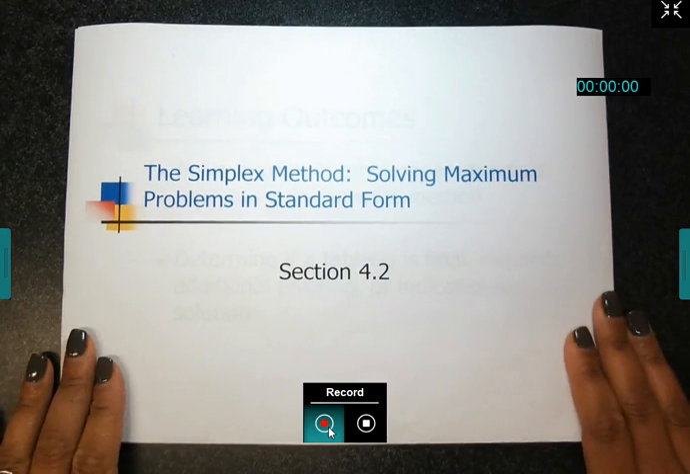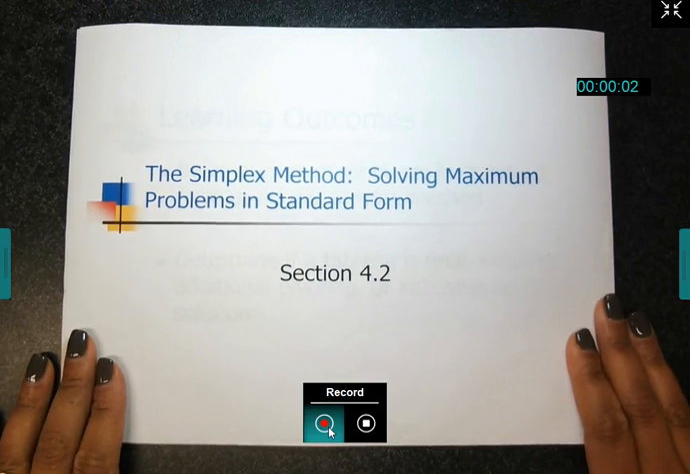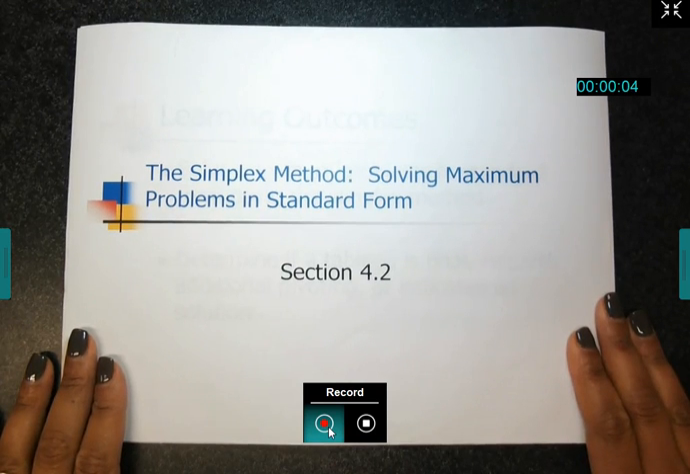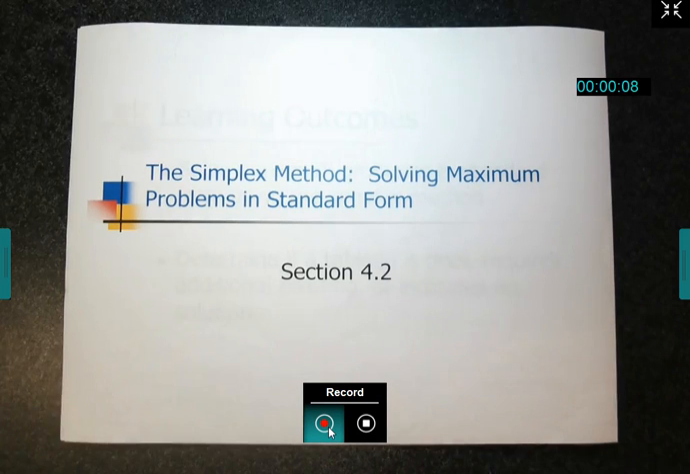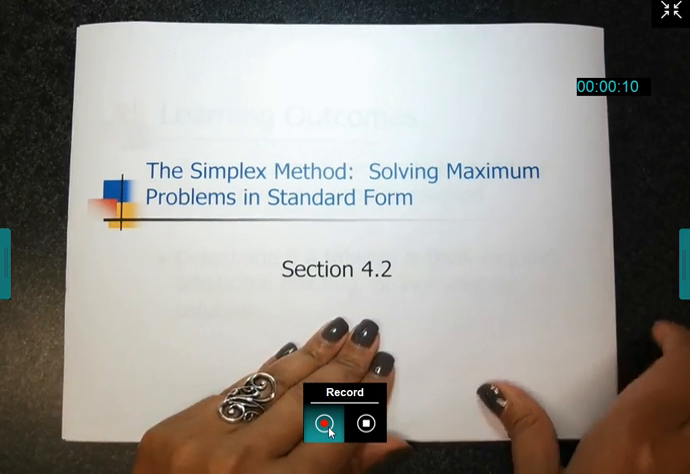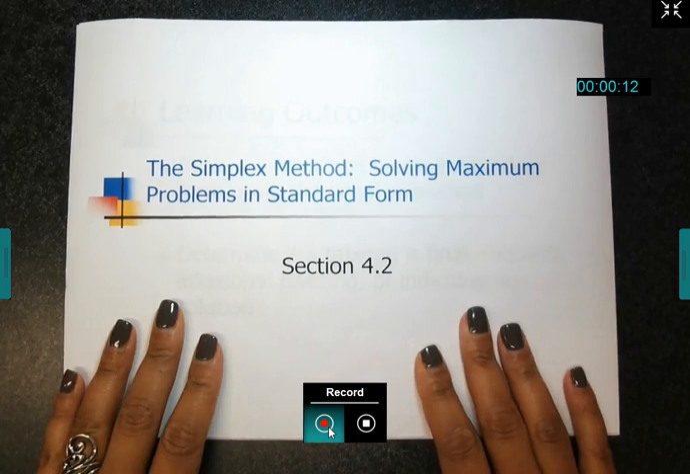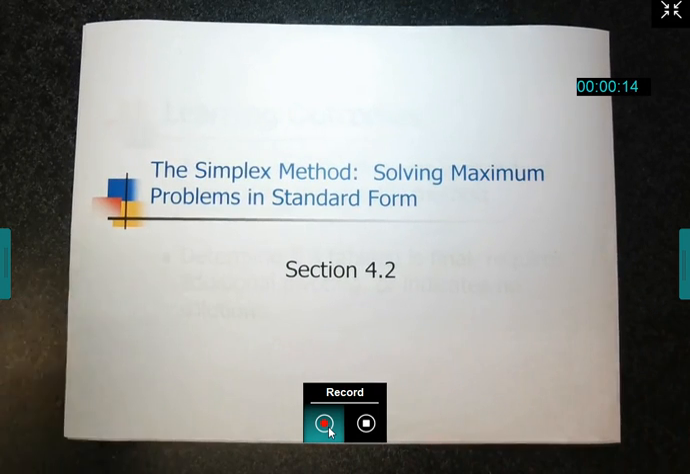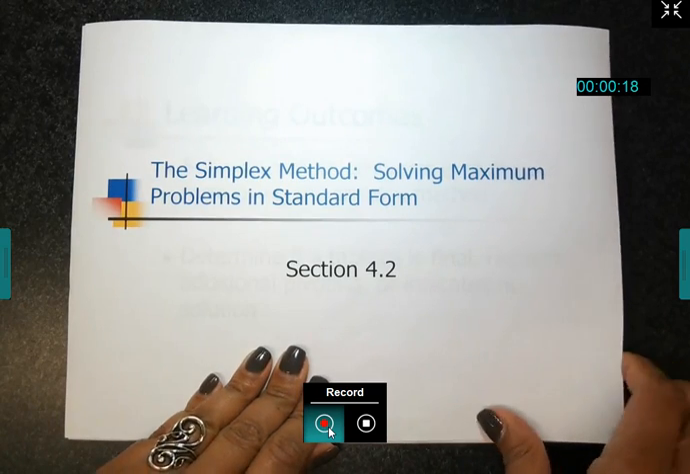So today's lesson is a short lesson on the Simplex method, solving maximum problems that are in standard form, and this may be section 4.2 in your textbook. You can download these PowerPoint slides if you would like to use them and write on them to take notes, or just take notes on your regular tablet paper.